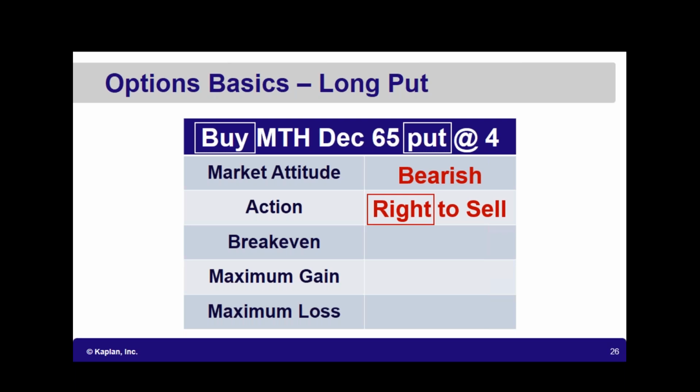So remember, when you buy an option, you buy the right. But you need to look at the type of option to determine if you have bought the right to buy. And in this case, we bought a put, so we have the right to sell. Our break even, well, with puts, we're going to take our strike price and we're going to subtract our premium. 65 minus 4 gives us 61.